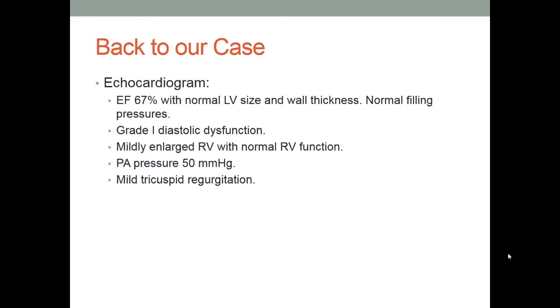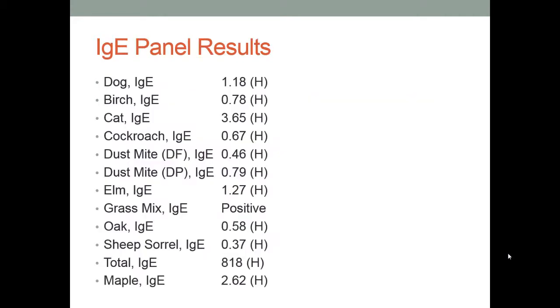So going back to our case, you get his echo. You have 67%, a little bit of diastolic dysfunction, a little bit of RV dysfunction, elevated PA pressure. An IgE panel was also done at the previous clinic visit to assess whether there are some allergens, some triggers that are being missed. And as you can see, there's some response to multiple entities there and an elevated total IgE level.